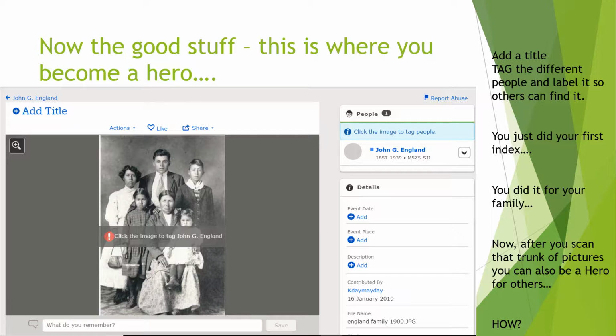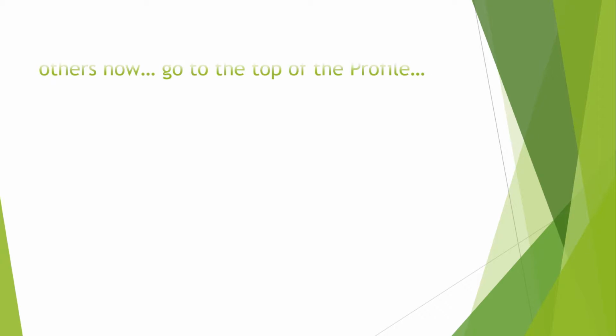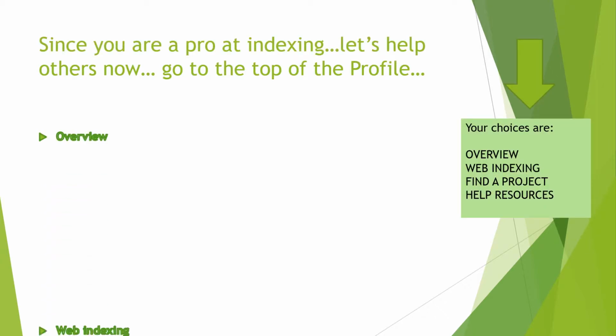And now after you scan that trunk full of pictures, you can be a hero for others. So how can you do that? At the top of the page, since you're such a pro now at indexing, let's help others too. So go to the top of the profile and click on indexing, and you'll see choices drop down. One will be Overview, Web Indexing, Find a Project, and Help Resources.